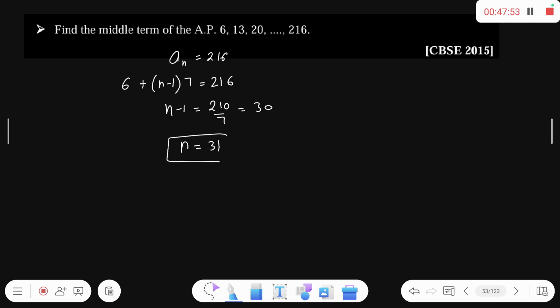Next is find the middle term of the AP. 216 is the last. Again AN is 216, or you can say 6 plus (N minus 1) 7, it's 206, or N minus 1 is equal to 210 by 7, that is 30, or N is equal to 31. So total terms is 31. So the middle term is A16, which is A plus 15D. A given is 6 plus 15 and D is 7. So 15 times 7 is 105 plus 6, it comes out to be 111.